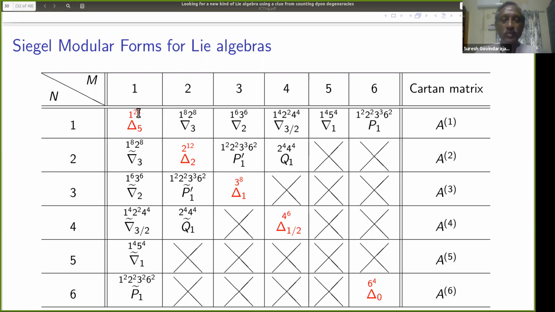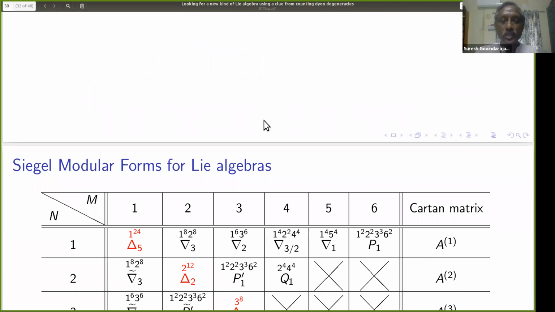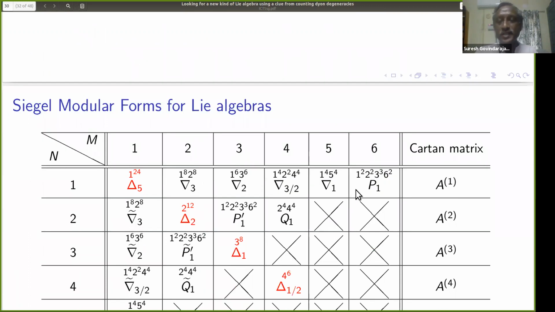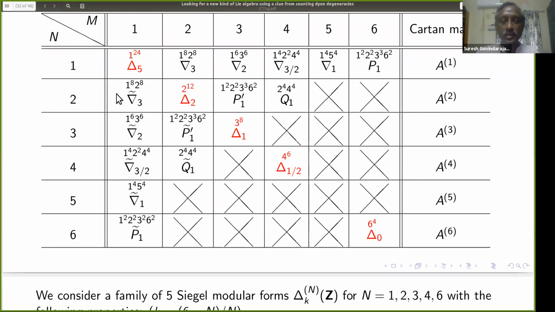Actually square root here, so 1 power 12 or whatever. So they will all be inequivalent Borcherds extensions of G of A1. Same thing. If you go horizontally, all of them are in that sense. Okay, so delta 3 tilde, delta 2 P1 prime, Q1, all of them have A2, which is just the real simple roots. In this case, it's a 4 by 4 matrix, but they differ in how the imaginary roots are added, what kinds of imaginary simples are added. Okay, so that is the thing.